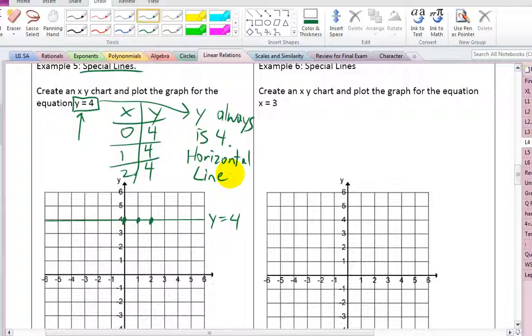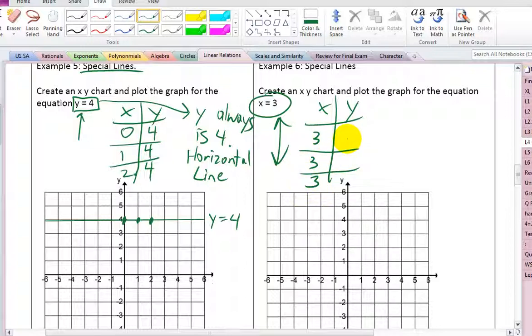Well, now let's go to the next one. That's a little bit different. Next one, x equals 3. Can anyone imagine what that would be? Yeah, it's going to be the opposite of horizontal. It's going to be vertical. But let's make an XY chart. We know x is 3, 3, and 3. So let's choose some easy values for y. Christina, what are some easy y values? Pick some numbers, anything. Perfect. Plot those points so you can see what the line looks like.